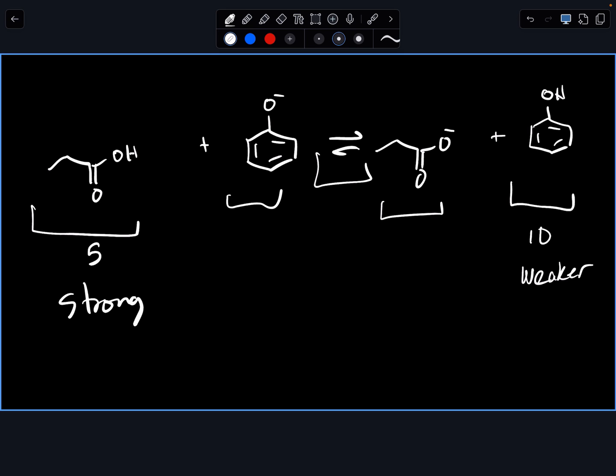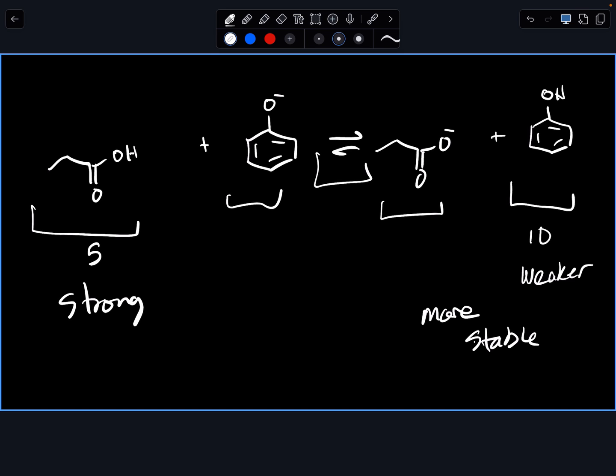It's going to want to make more of the things that are weak, because weak things are more stable. Because if they were less stable, they would be more reactive and they would be strong. So saying they're weak acids is basically saying they're less reactive. We could also say they're more stable. So this side is more stable. So the equilibrium is going to favor the right.